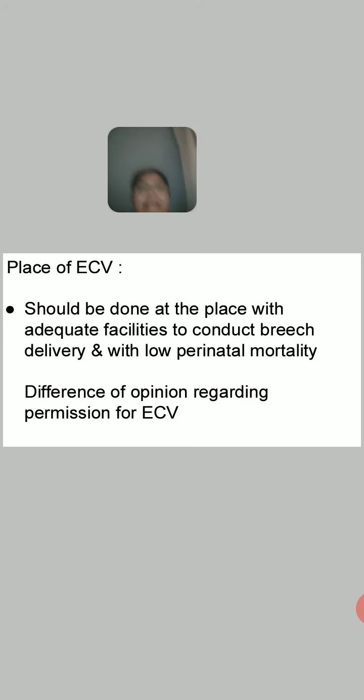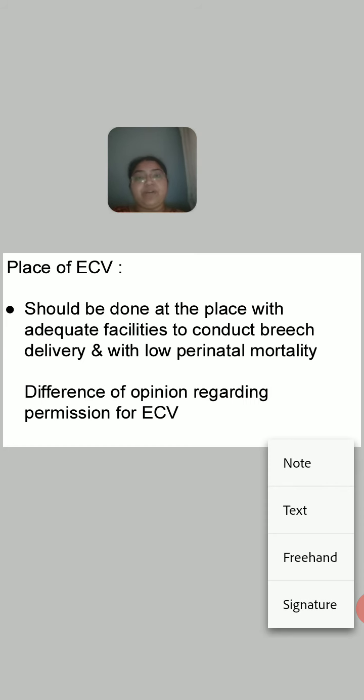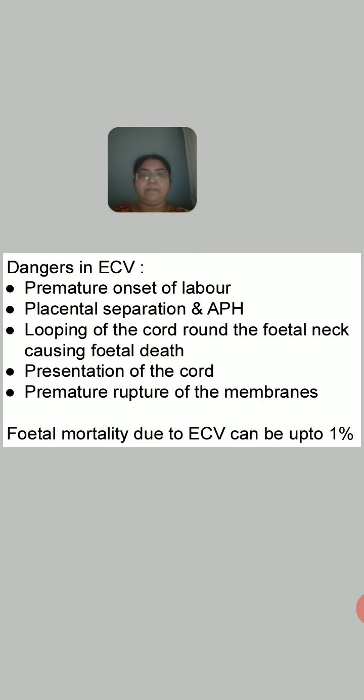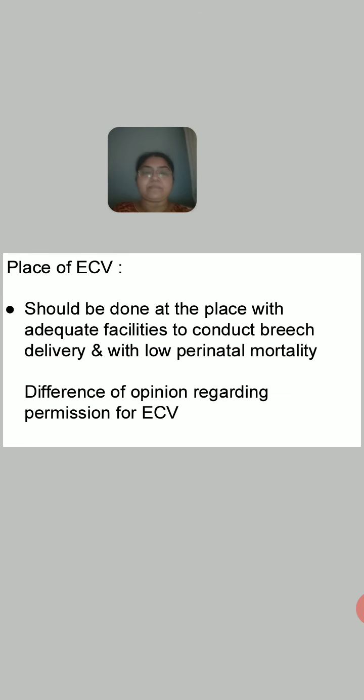Continuing further, place of the external cephalic version, where the version should be done. It should be done at a place with adequate facilities to conduct breech delivery and with low perinatal mortality. So if version fails and we have to continue pregnancy as the breech presentation only, then the center should have the facility to conduct the breech delivery. So it is always done at such a center only. If facilities are lacking, the external cephalic version should not be done.